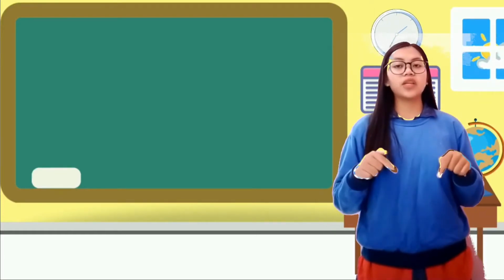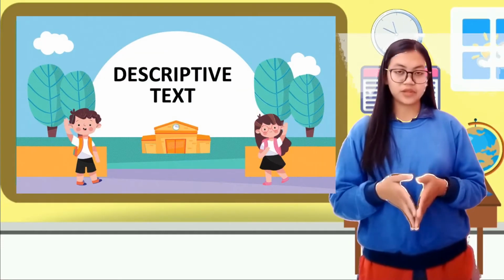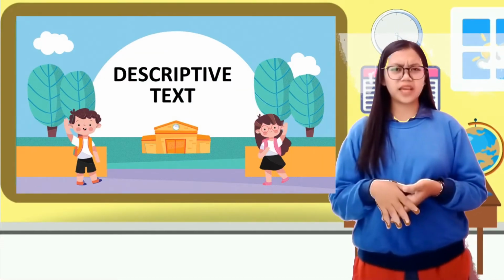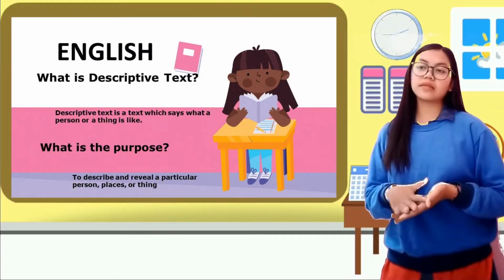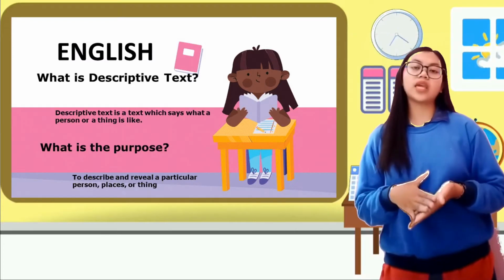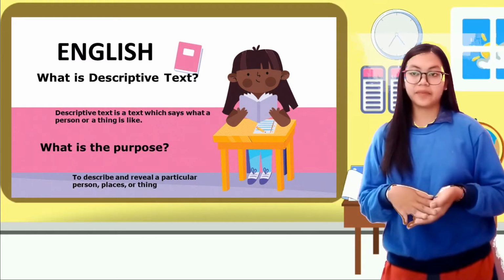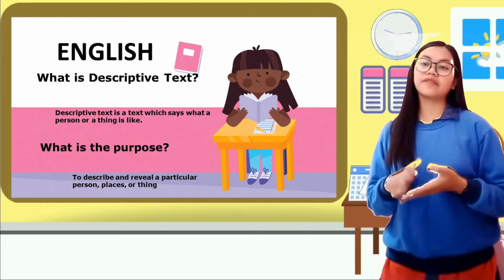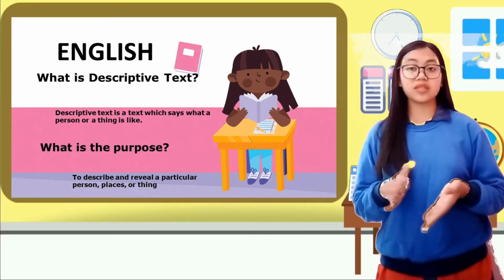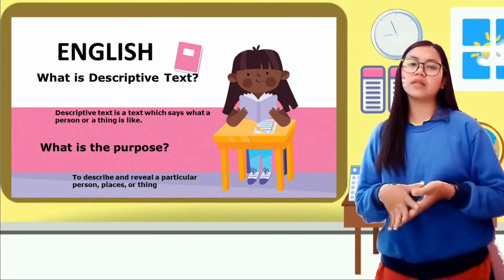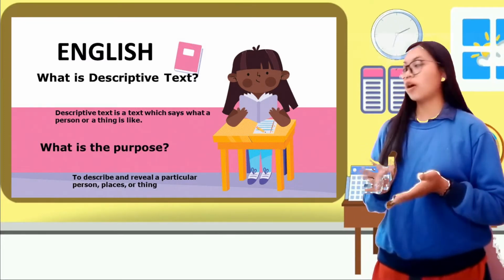So in this video we will learn about descriptive text. Do you know what is descriptive text? Well, descriptive text is the text which says what a person or a thing is like. Descriptive text is one of the texts in English that clearly describes properties attached to something, whether animals, humans, plants, or inanimate objects.